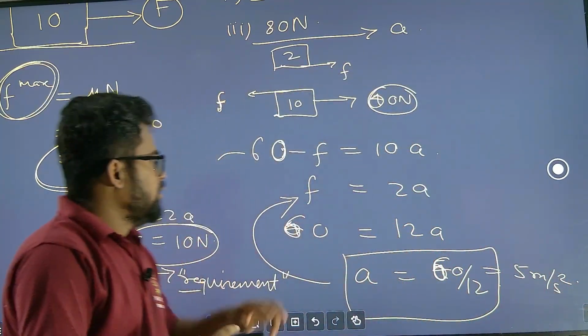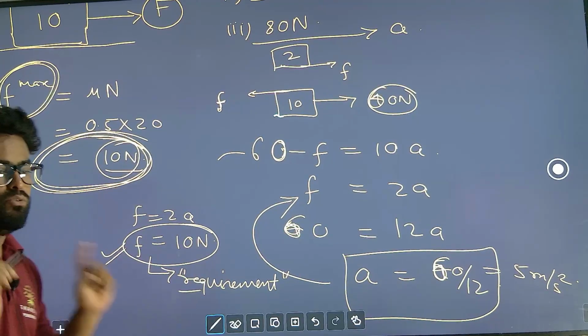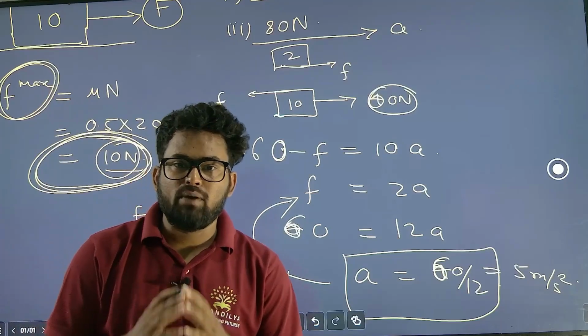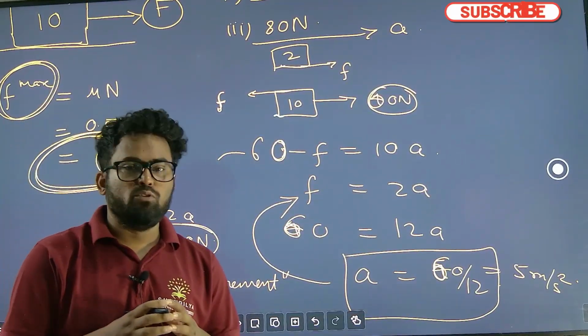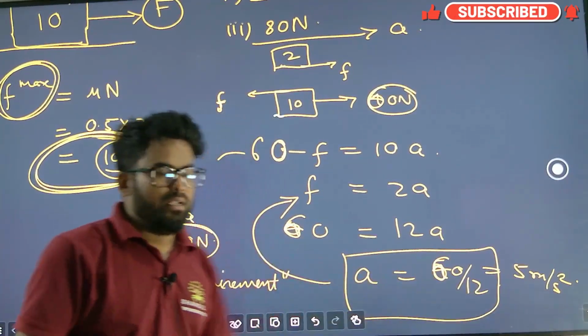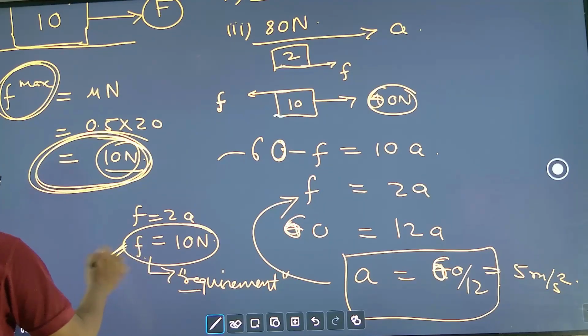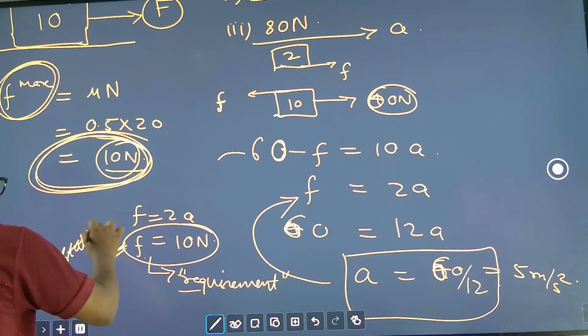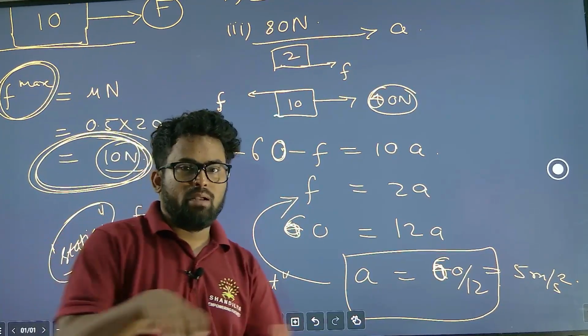Okay. So here requirement is 10 Newton and availability is also how much? 10 Newton. So tell me, the condition would be satisfied or not? Yes, the condition would be satisfied, and both the blocks still would move with same acceleration, that is 5 meter per second square, and friction acting between them would be how much? 10 Newton. And this is also which friction? Static friction. The blocks are moving with the same acceleration.